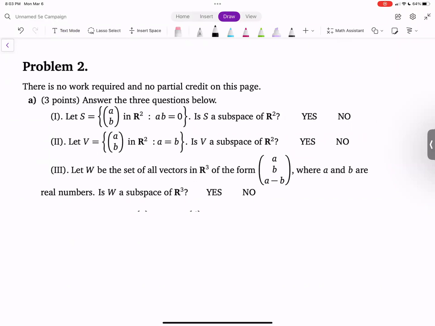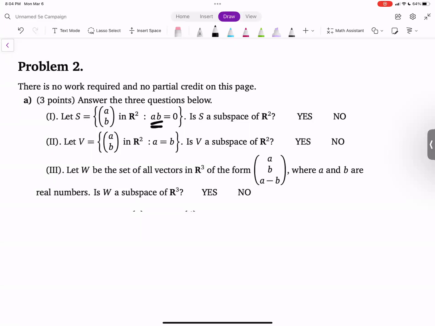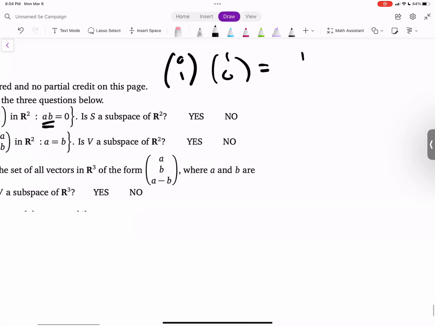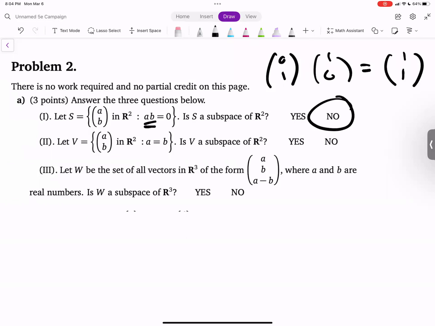So this question asks for subspace stuff, all right? Given A and B are in R2, given two variables, is A times B equals 0 a subspace? They're multiplied together. Is anything multiplied together in a subspace? No. That's just a rule of thumb, a way to check this. Take 0, 1 and 1, 0. Both satisfy the condition, right? When we add them together, they give 1, 1. Does 1, 1 satisfy the condition? No.